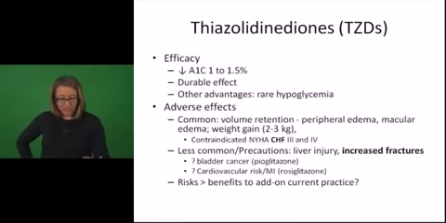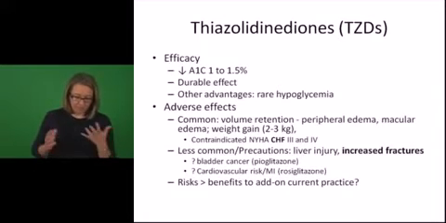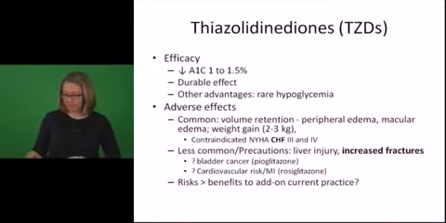TZDs can also increase fractures, which is thought to be caused by potentially decreasing osteocytes and the function of osteoclasts and osteoblasts. And there's a risk of increased bladder cancer with pioglitazone, and as mentioned previously, an increase in cardiovascular risk and myocardial infarctions on rosiglitazone. So most patients, because of this drug class's durability, if patients are doing well on the drug, will be continued on it unless any of these significant adverse effects arise. But generally, the risks and the benefits need to be weighed as to whether they're going to be added on in this current course of therapy.